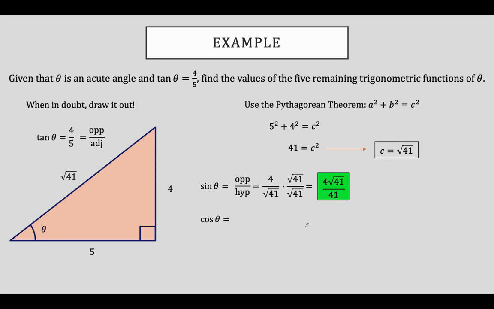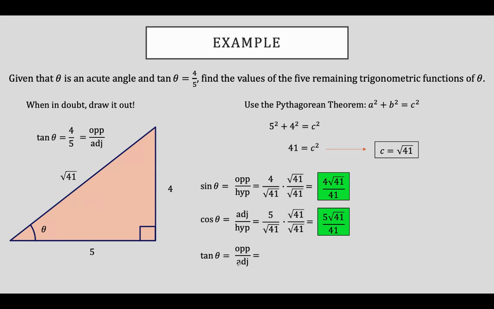All right, the cosine of theta. Well, to evaluate the cosine of theta, we take adjacent divided by our hypotenuse. This would be 5 divided by root 41. Again, we need to rationalize this fraction. To do so, we multiply by root 41 over root 41, giving us 5 root 41 over 41 as our final answer. All right, the tangent of theta. How do we evaluate the tangent of theta?